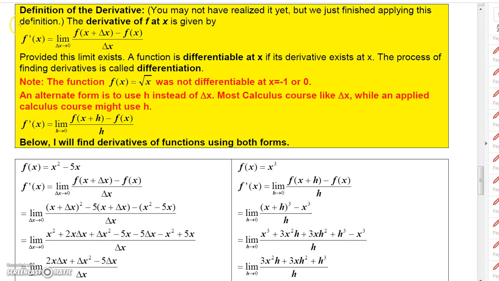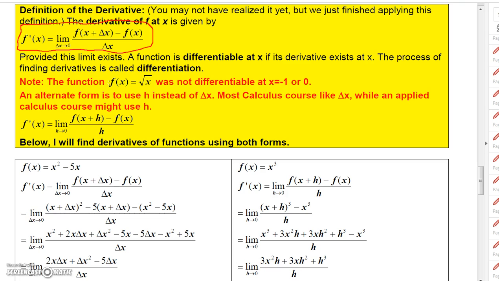Actually, what I gave you in that previous video is called the definition of the derivative. So this limit of f of x plus delta x minus f of x all over delta x as delta x approaches 0 is by definition the derivative of the function f of x. And as long as this limit exists, a function is differentiable at x. The process of finding derivatives is called differentiation.